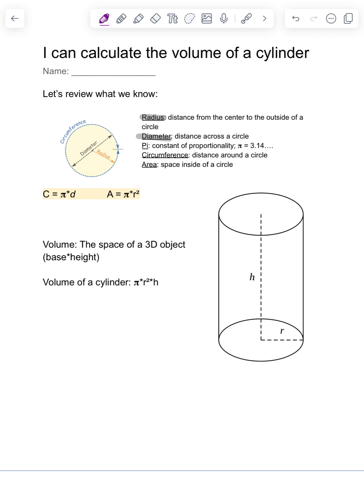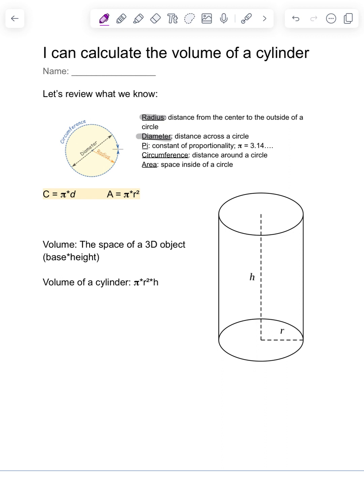Diameter is the distance all the way across a circle. It has to pass through the center. If you want to highlight that black like it is in the image on your notes, that'd be great. Remember, pi is the constant of proportionality. It is 3.14... because it is irrational and goes on forever. It is proportional between circumference and diameter. So pi will always be circumference divided by diameter.